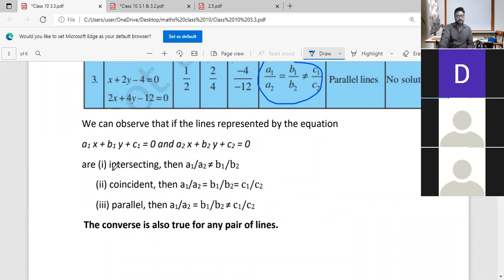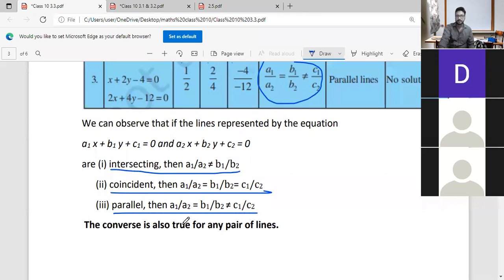If the two lines are intersecting, then we can say that a1 by a2 is not equal to b1 by b2. Similarly, if they are coincident, then we can say a1 by a2 is equal to b1 by b2. All the ratios are equal. Similarly, in the third case, if these two lines are parallel, then we can say that a1 by a2 is equal to b1 by b2. That is, the ratio between the coefficients of the variables is equal, but the ratio of the constants is not equal to them. Clear?